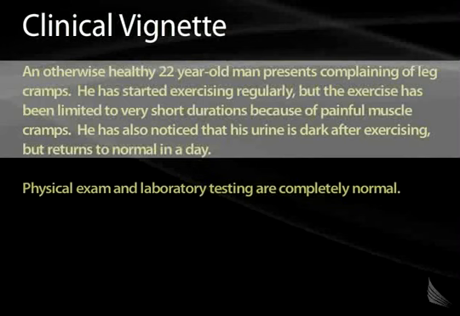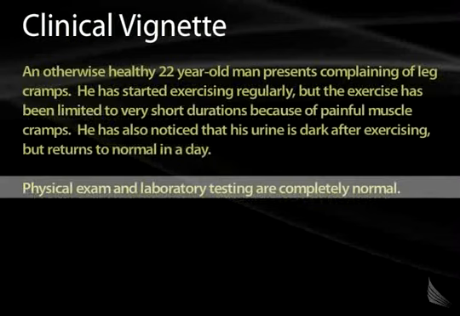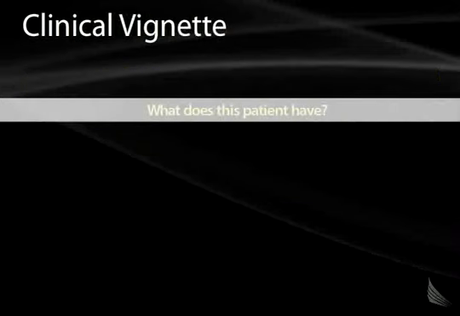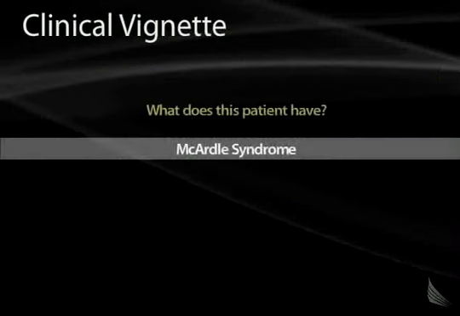Now, the other thing that he's noticed is after he exercises, his urine becomes dark for about a day and then returns to normal. The physical exam and laboratory testing are completely normal. So what is the disease that this patient has? This patient has a disease known as McArdle syndrome.